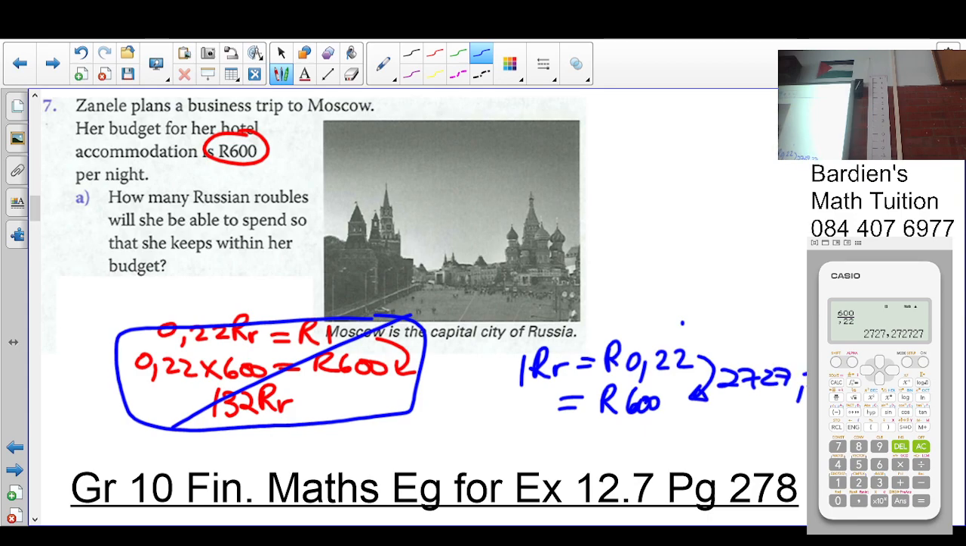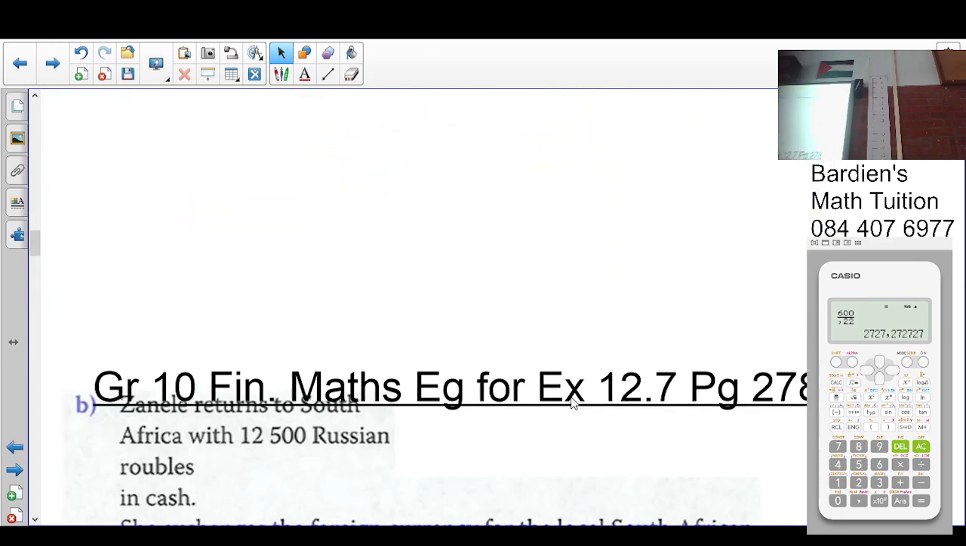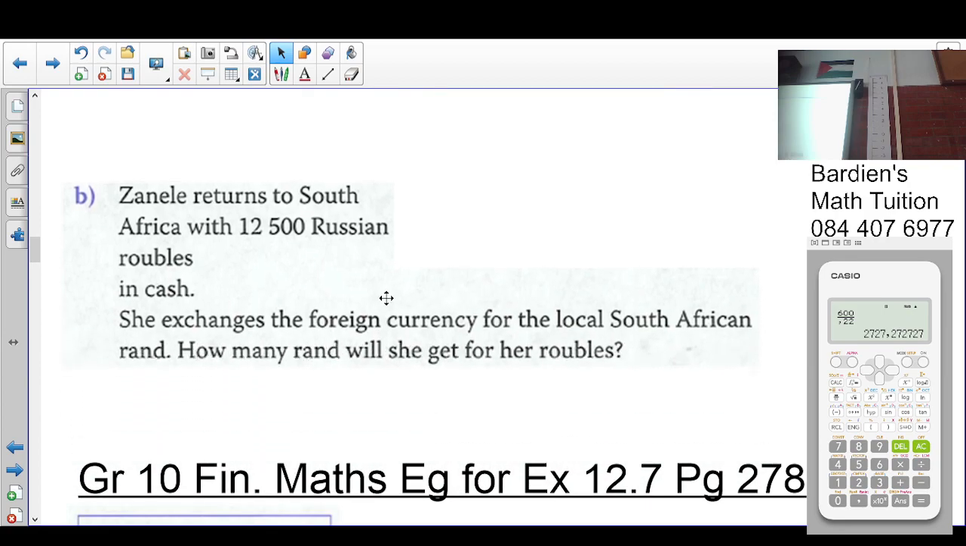So if I multiply this by that value, the Russian ruble will be 2,727 rand and 27 cents. Okay, that makes more sense, because I know our currency is stronger than this at this stage.